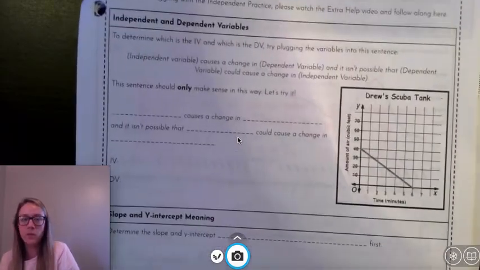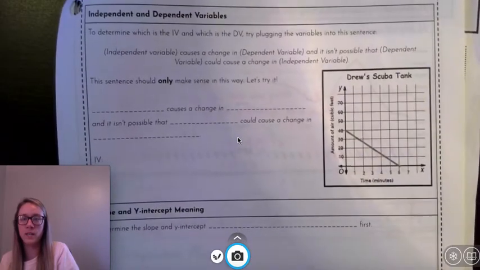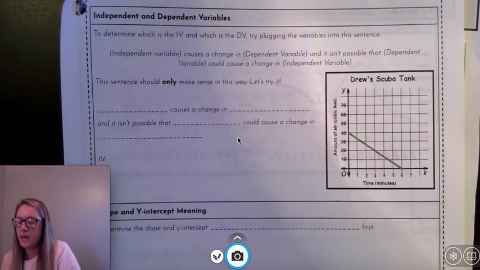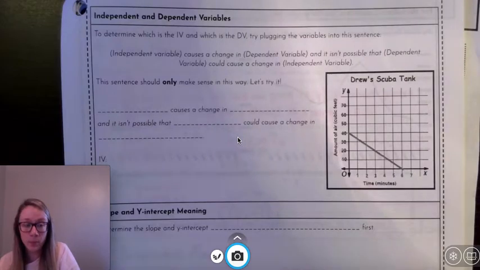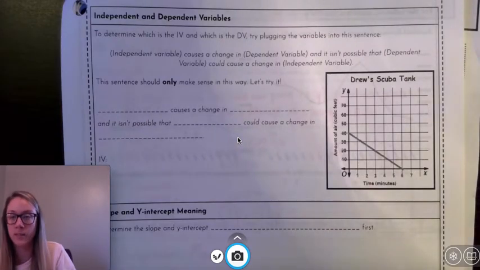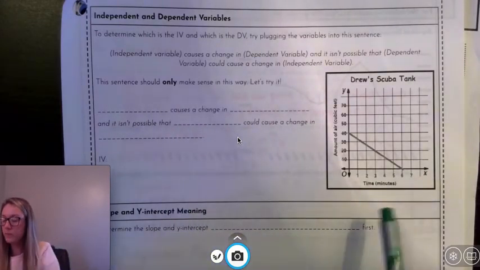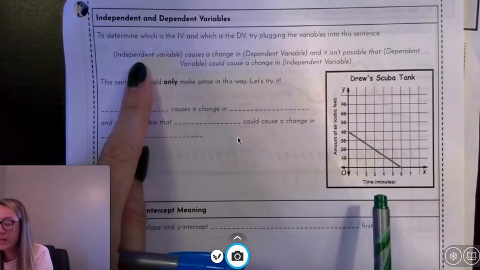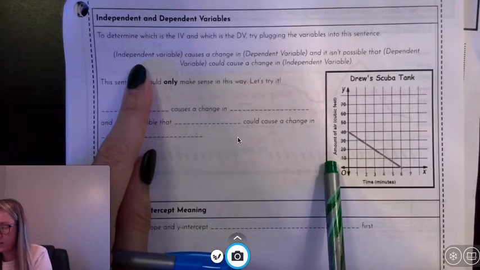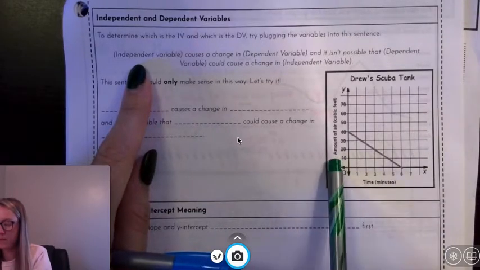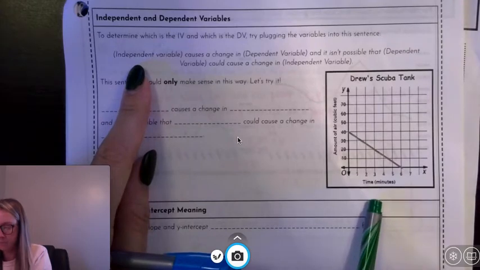So first, we want to figure out the independent and dependent variables. To determine that, we want to figure out what works in this sentence. So I'm going to try it both ways first and see what makes the most sense. I'm going to start with time as my independent. So time causes a change in the amount of air in my tank, and it isn't possible that the amount of air could cause a change in time.